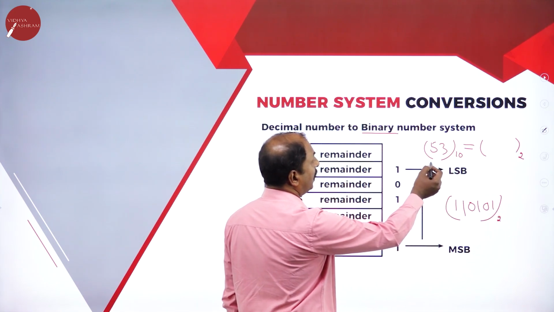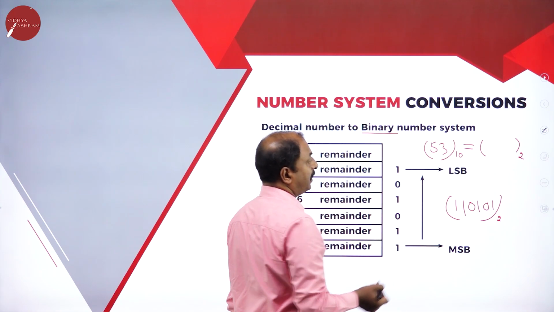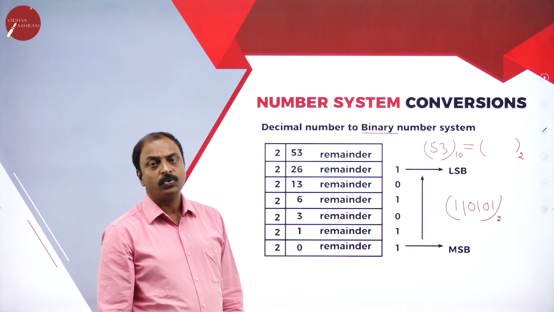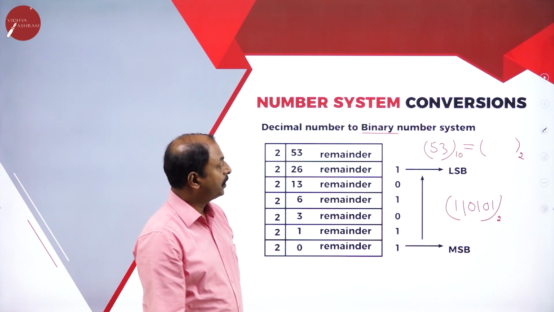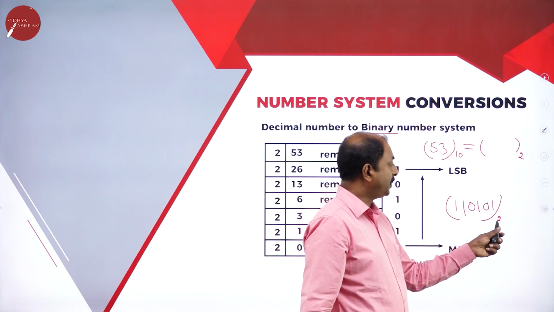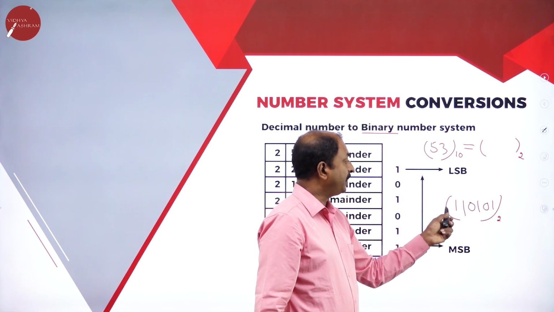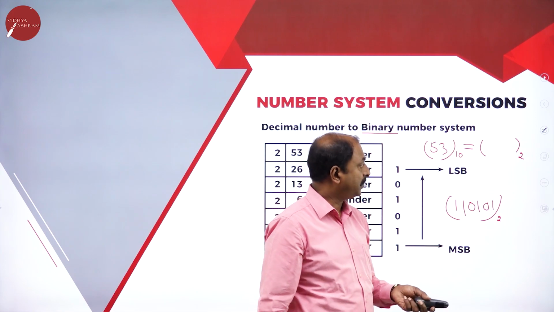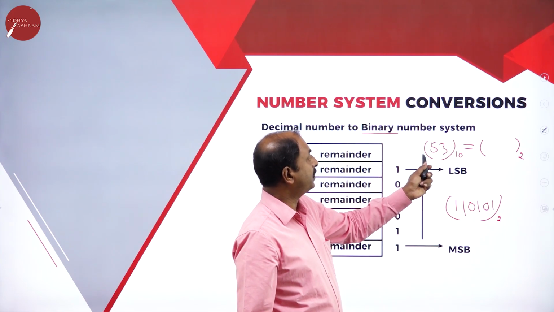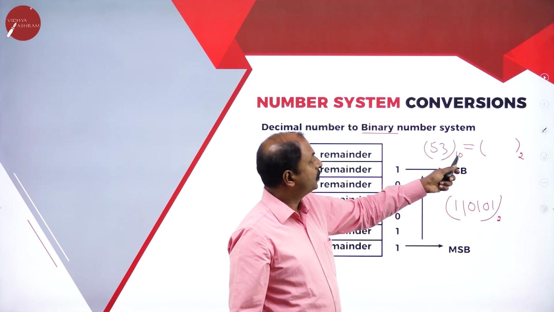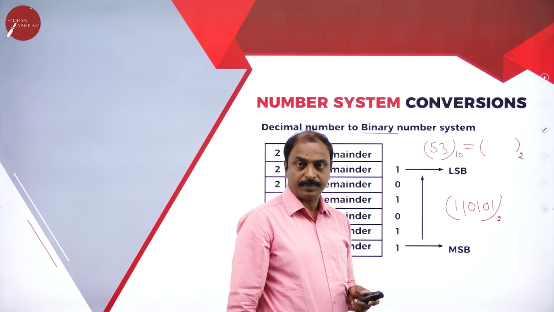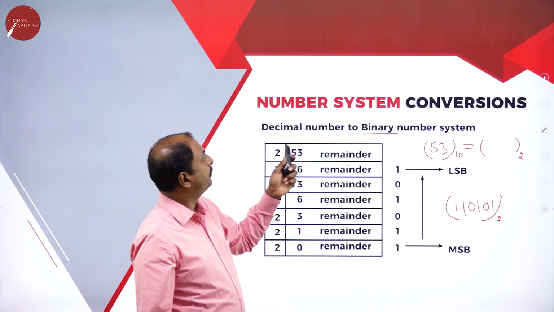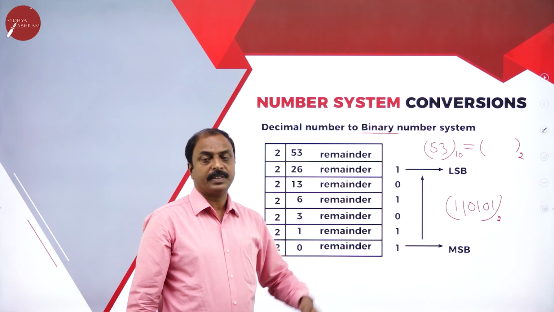Here I have written 53 to the base 10. This is to identify which number system the number belongs to. So in this example, base is 2, so this is a binary number, a number represented in the binary number system. In this example, 53, base is 10, so this is a decimal number. So this is how to convert a decimal number to the binary number system.